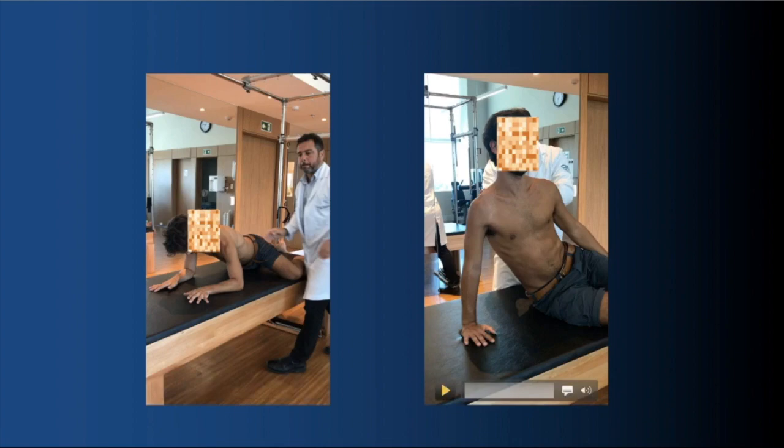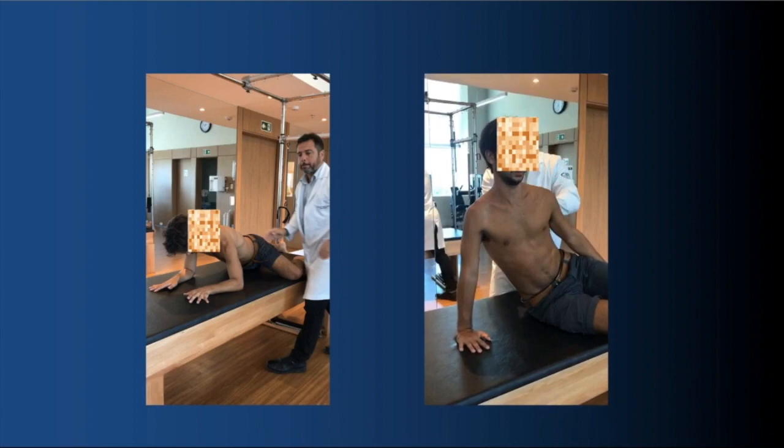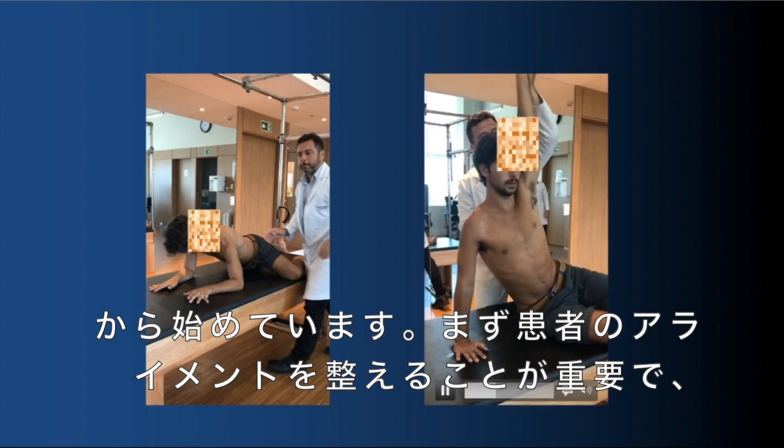So here, in side sitting position, first, I'm working with sagittal reversal. It's so important, the patient here should have a good alignment.